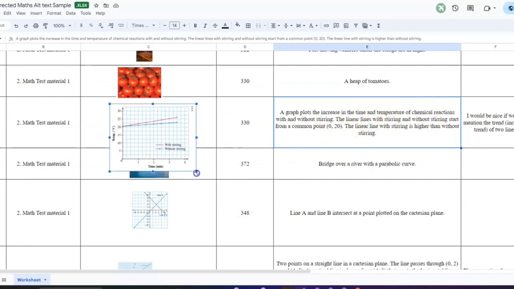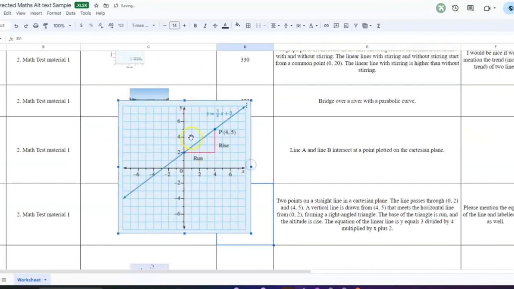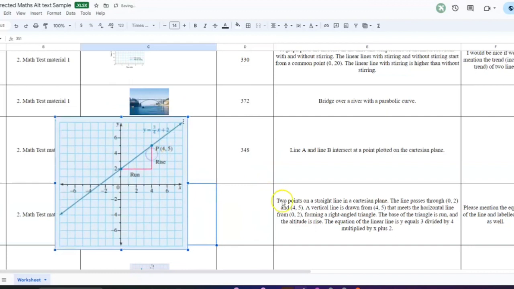Now to make it clearer you must understand another thing. This is another chart type of image. Now come here: two points on a straight line on a Cartesian plane. This is the point. The line passes through 0, comma 2 and 4, comma 5. And a vertical line is drawn from 0, comma 5, and that is the horizontal line and all things. Are you getting my point? I think you have understood what kind of alt text you need to create, right?